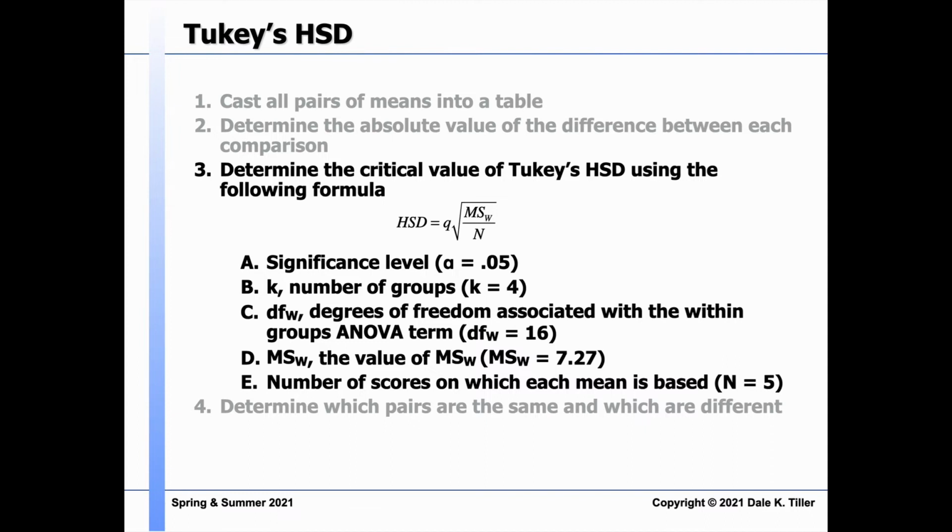We need to know the degrees of freedom within, the degrees of freedom associated with the within groups ANOVA term. In this case, it's 16, and the mean squared within term, which in this case is 7.27. Finally, the number of scores on which each mean is based.